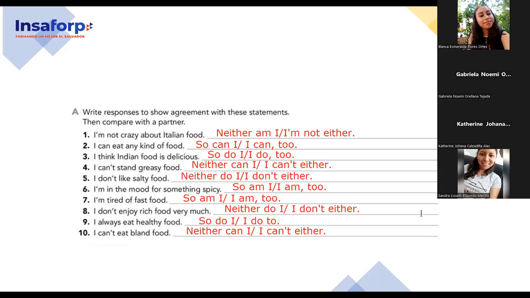What about chongenga? I don't like chongenga. What is chongenga? What is the meaning of chongenga? What is that? Party. Okay.